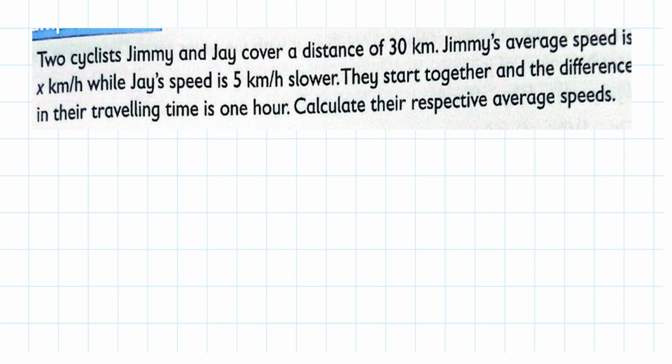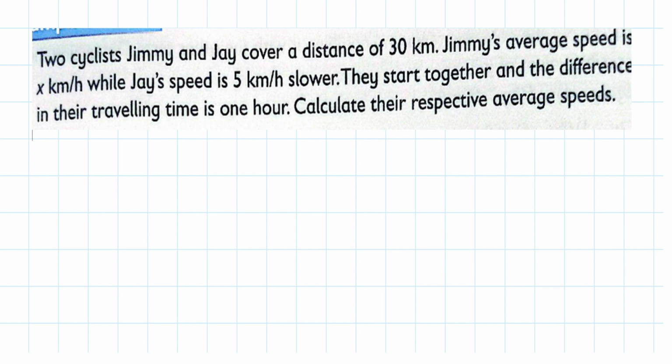Now we have a question which says: two cyclists, Jimmy and Jay, cover a distance of 30 kilometers. Jimmy's average speed is x kilometers per hour, while Jay's speed is 5 kilometers per hour slower. They start together and the difference in their traveling time is 1 hour. Calculate their respective average speeds.